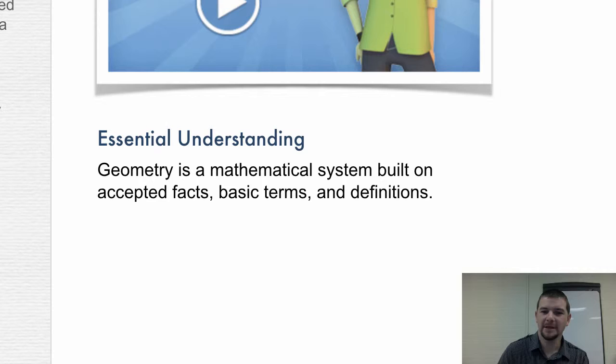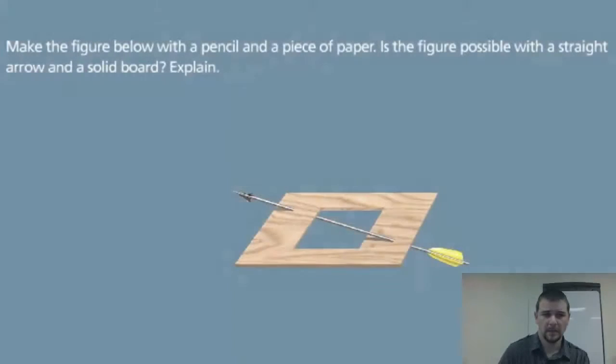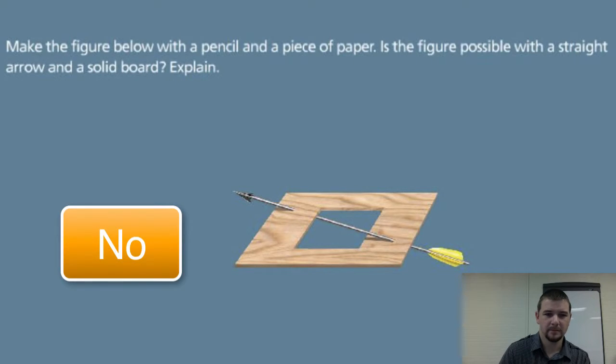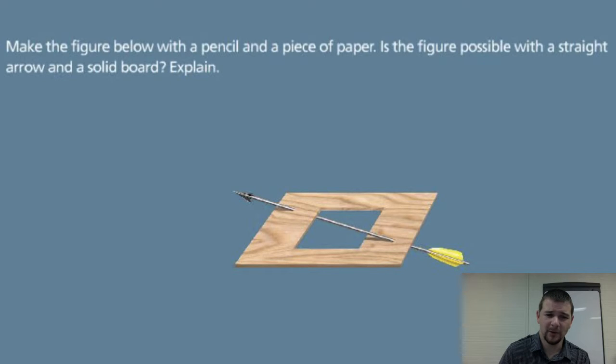Geometry is a mathematical system built on accepted facts, basic terms, and definitions. Here in this section's solve it problem, we're asked to make the figure below with a pencil and a piece of paper. Is the figure possible with a straight arrow and a solid board? Explain. Since the arrow is straight and the board is stiff, the arrow can only pass through the board once.